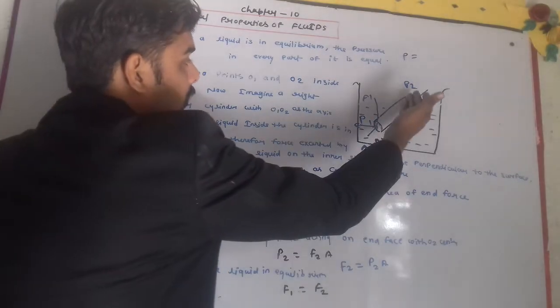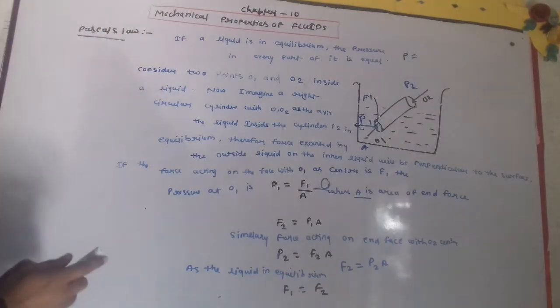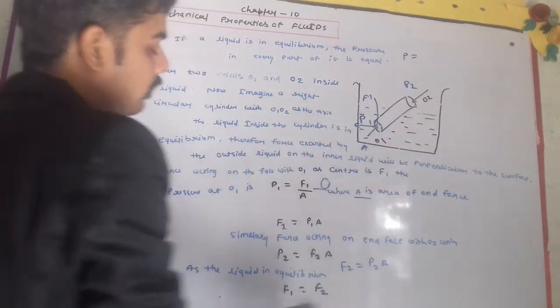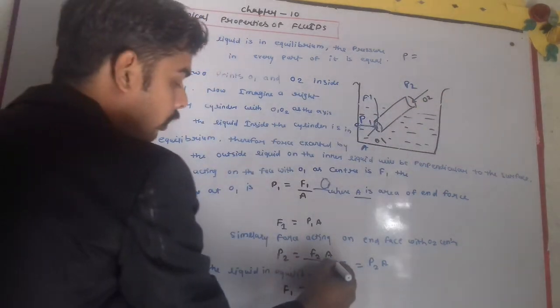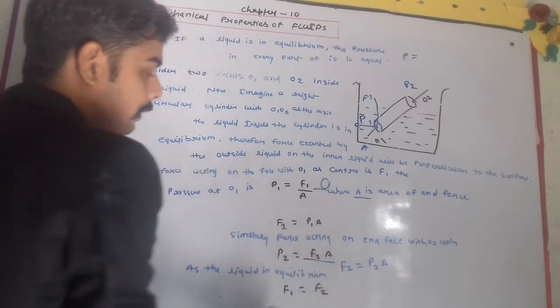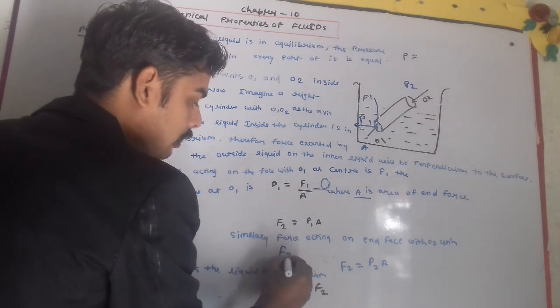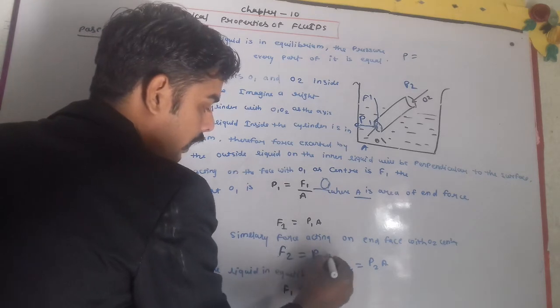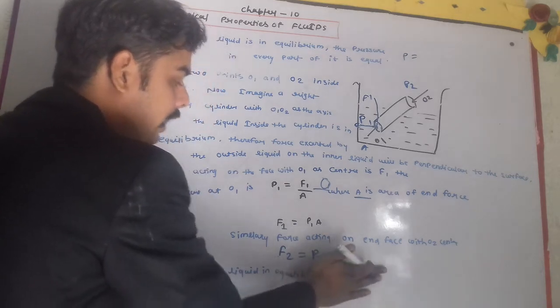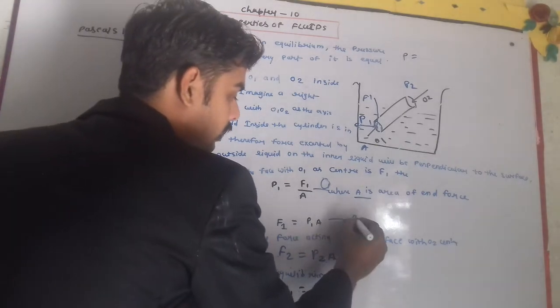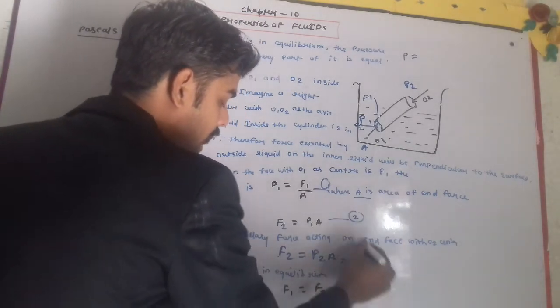Similarly, for the second end O2, the pressure P2 equals F2 upon A, so we can write the force exerted as F2 equals P2 A. That is our equation number two. This is our equation number three.